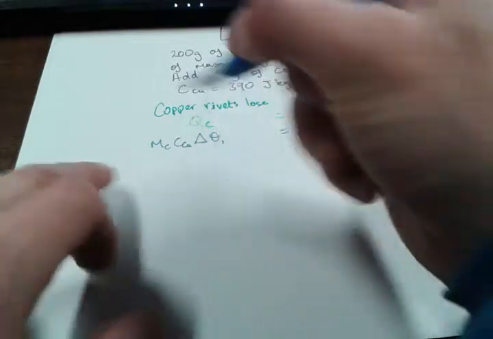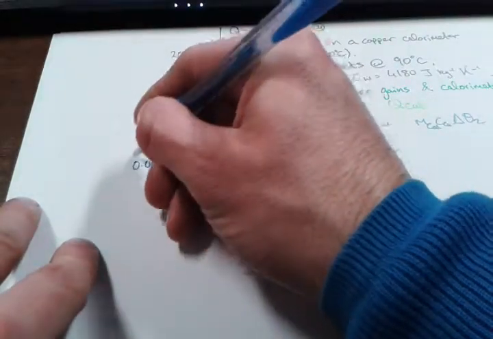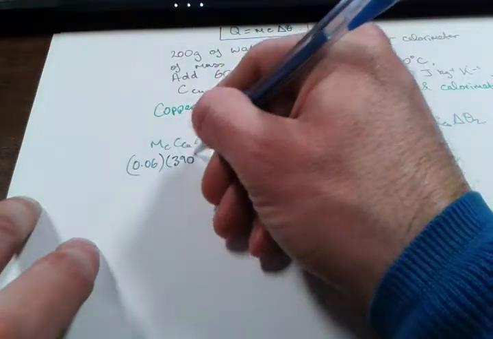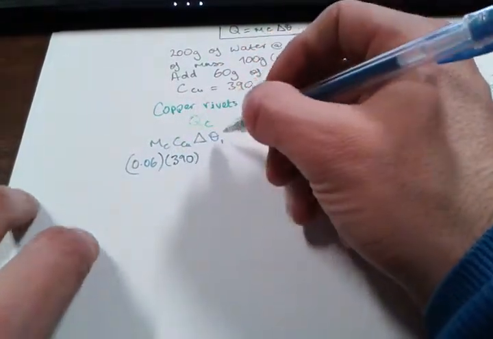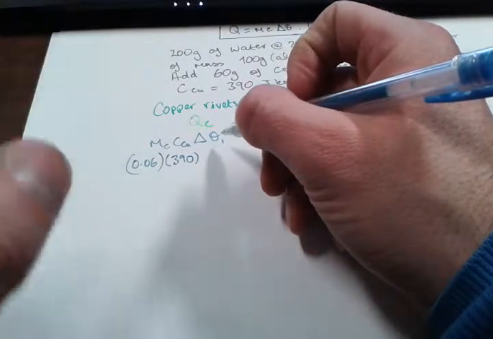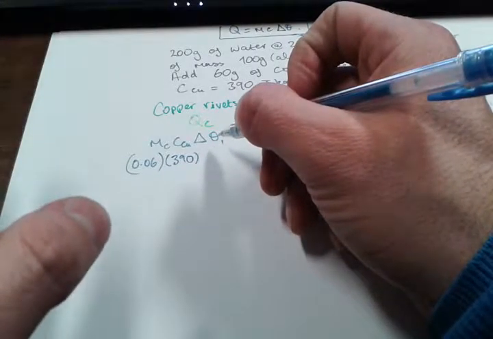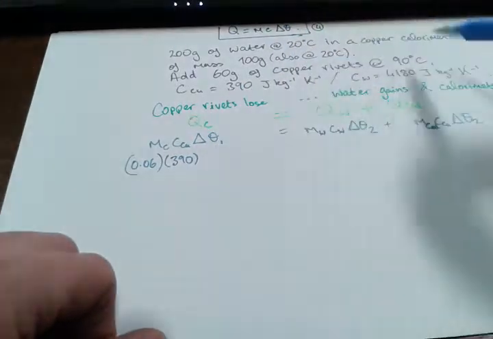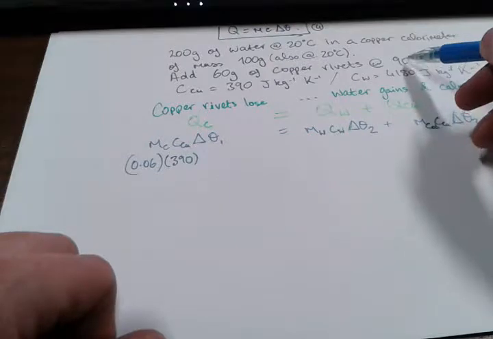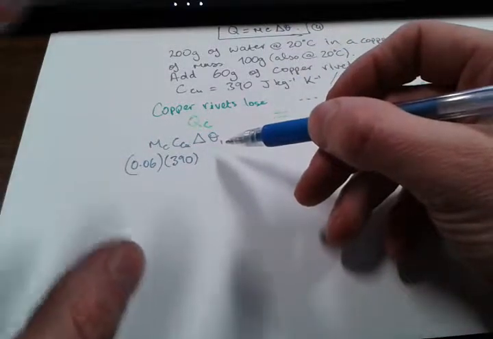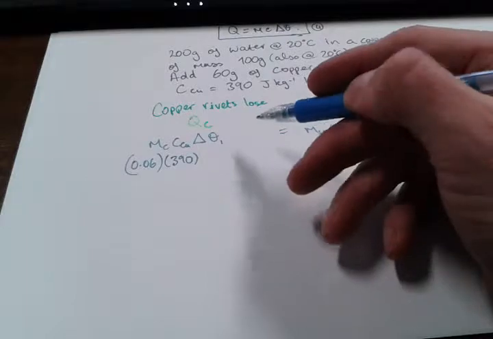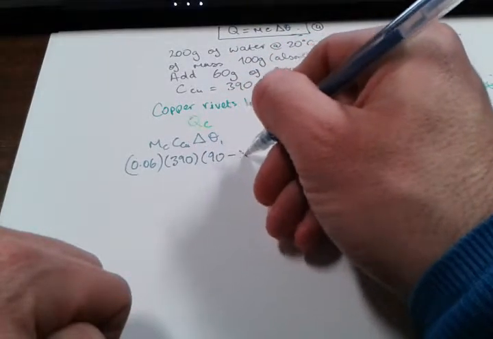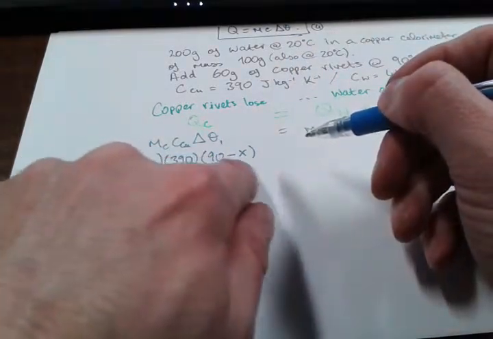Okay. Well, mass of the copper first. We had 60 grams of added copper, so that's 0.06 kilograms. Specific heat capacity of copper is 390. Δθ1. Now, Δθ1, we need to think of it like this. Whatever the final temperature is, we're going to call it X. It's like what we did in the last example. So Δθ1, the copper rivet started at 90 degrees and reduced down to X degrees Celsius. The temperature will have fallen for the copper rivets. So how will we find what the change in temperature is? It's 90 minus X.